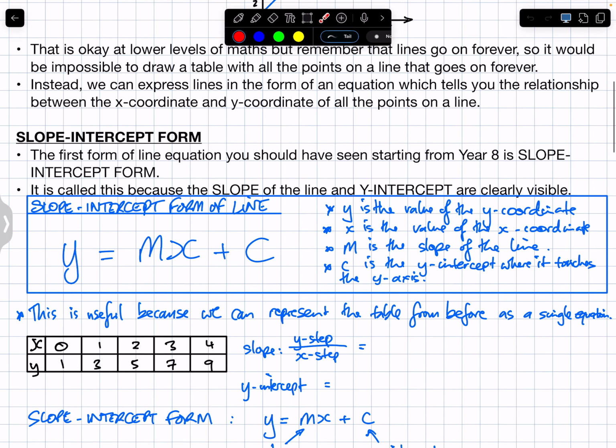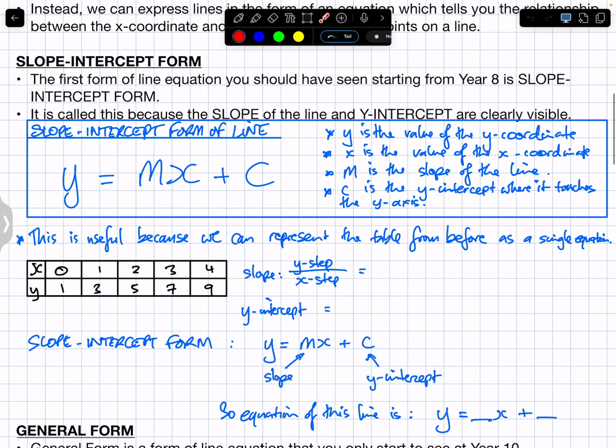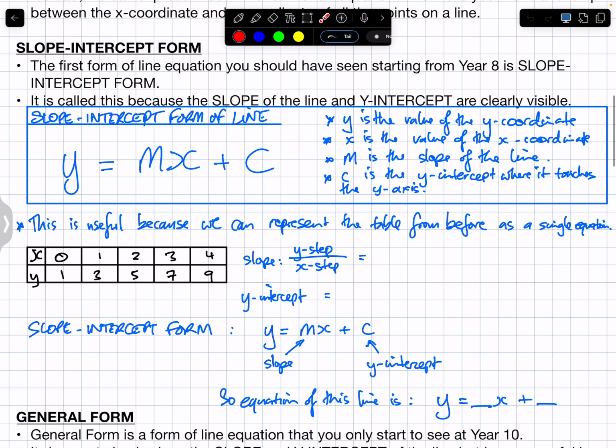So the first equation type that you should be aware of is slope-intercept form. It looks like this. Slope-intercept form is y is equal to mx plus c. Y is the value of the y coordinate. X is the value of the x coordinate. M is the slope of the line. And c is the y-intercept where it touches the y-axis.